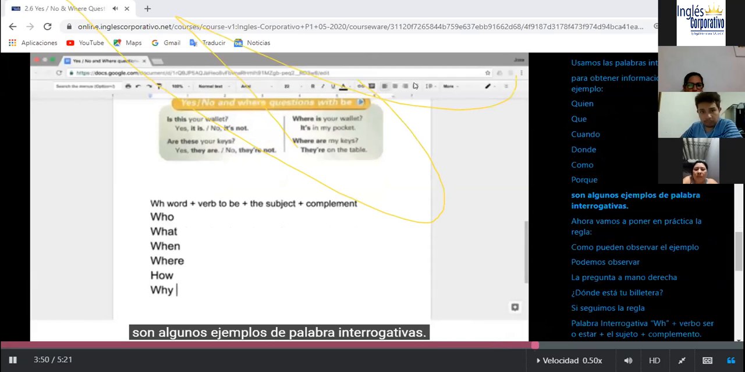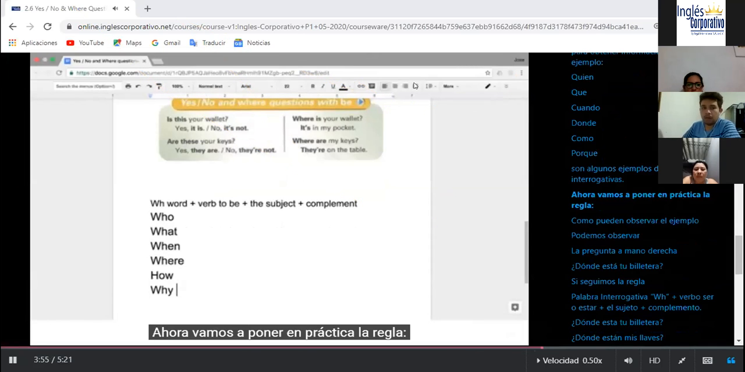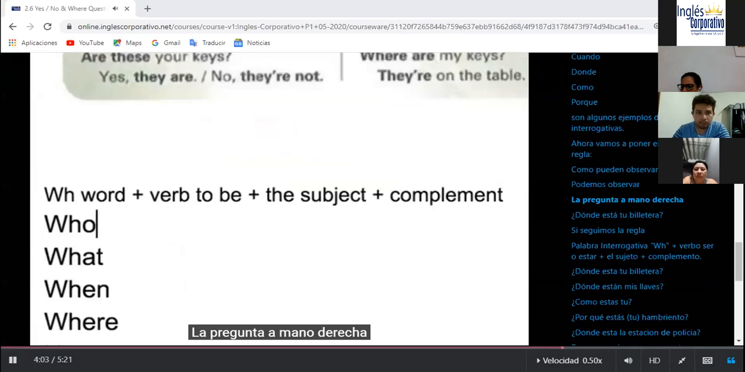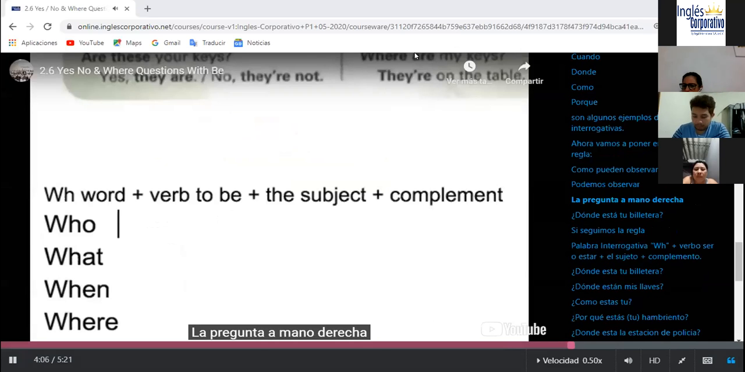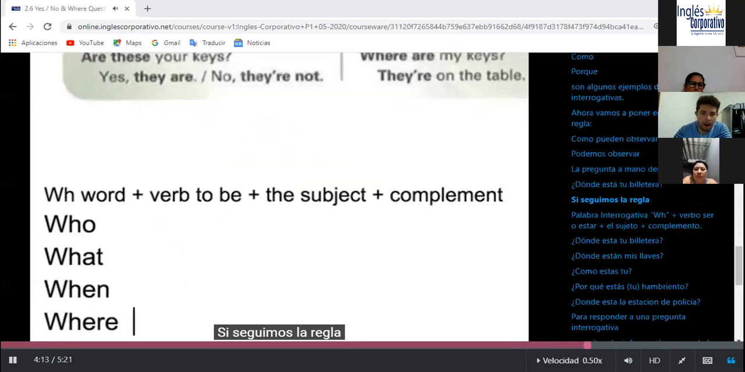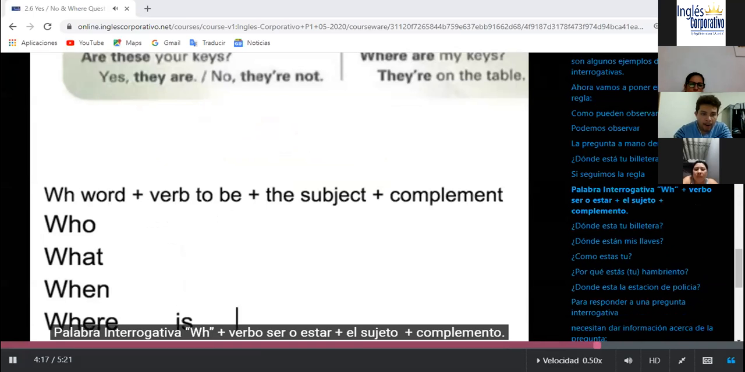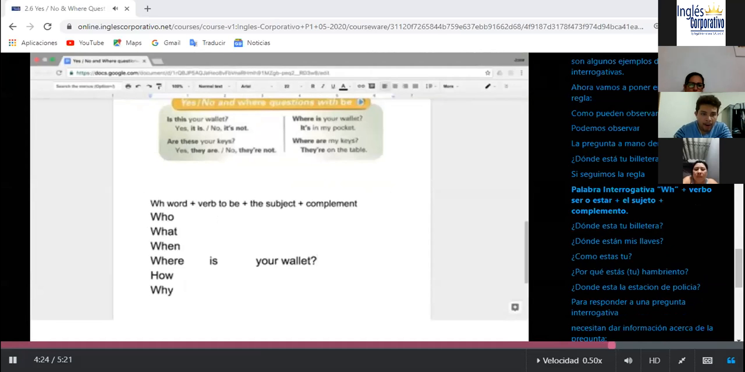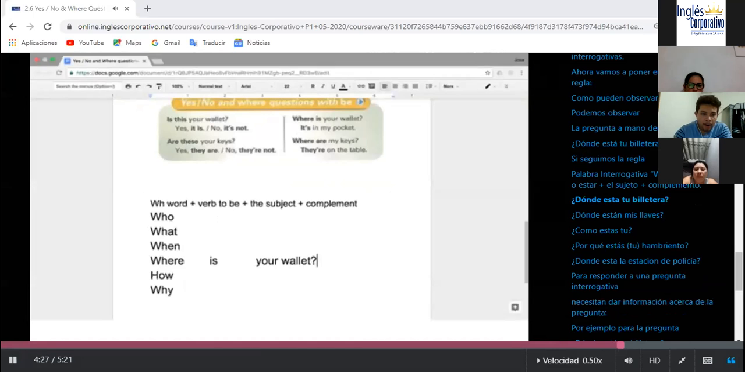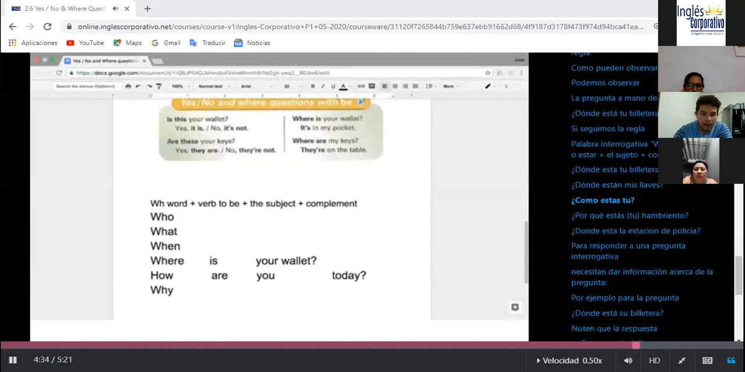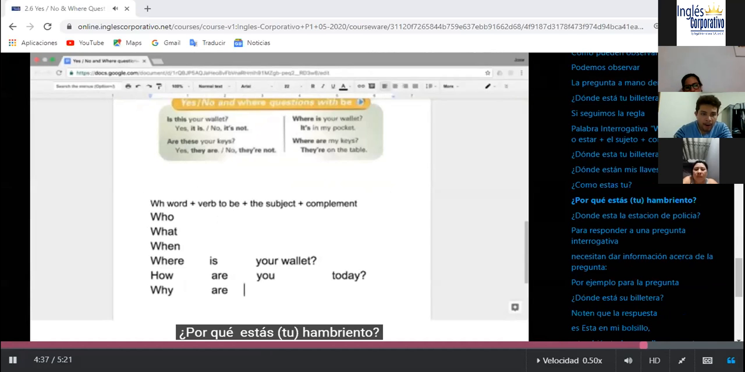Now let's put that rule into practice. If we look at the example on the chart, we can see the question towards the right hand side. It says, where is your wallet? So if we follow that rule, we're going to put a WH word plus the verb to be plus some kind of complement, wallet. And of course, we put a question mark there. Where is your wallet? Where are my keys? How are you today? Why are you hungry? Where is the police station?